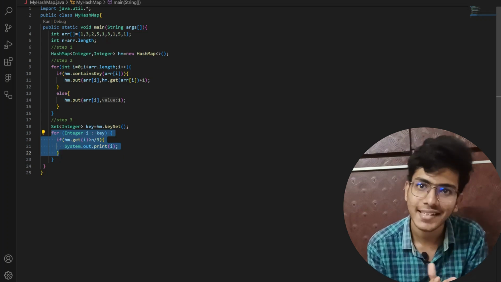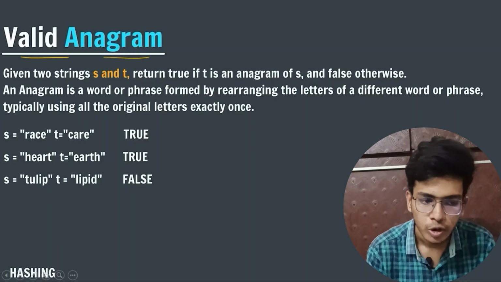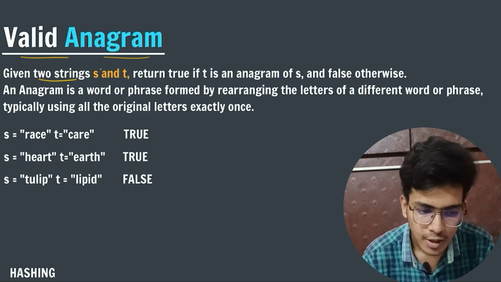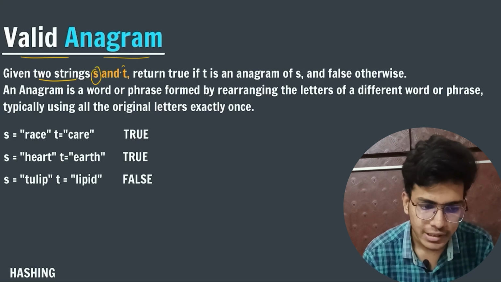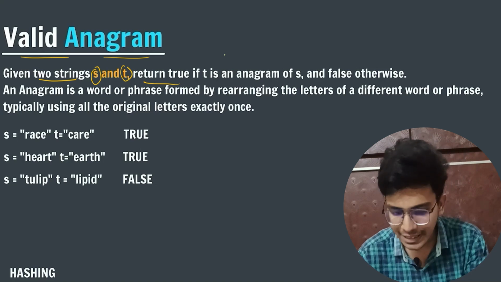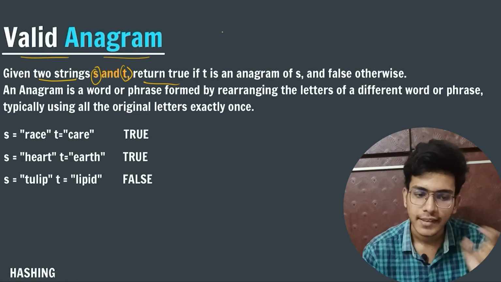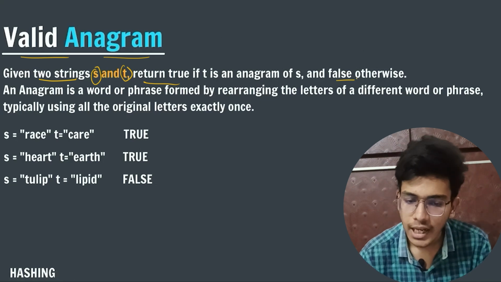Now let us talk about another interesting question. The name of the question is valid anagrams. So in the question, the user will give me 2 strings. Let's say the 2 strings are s and t, and we need to return a particular value. If s and t are anagrams, then I need to return true, else I will return false.